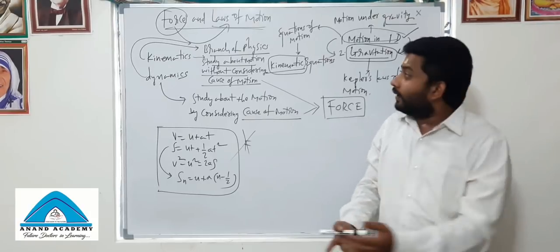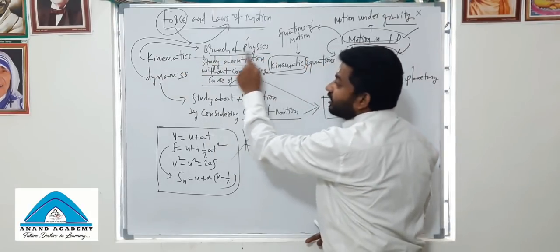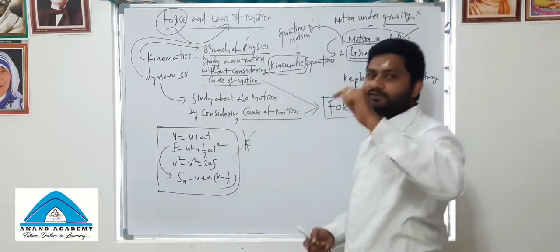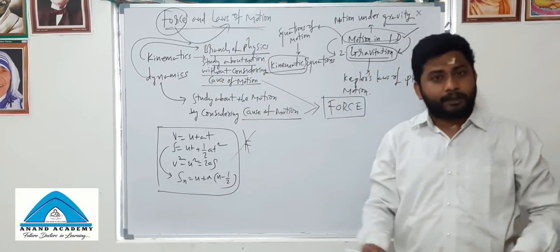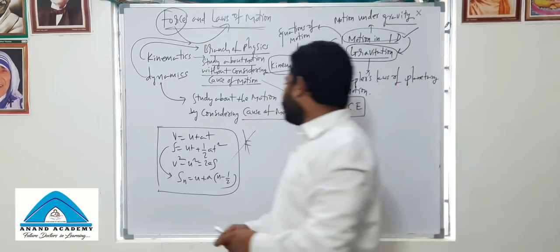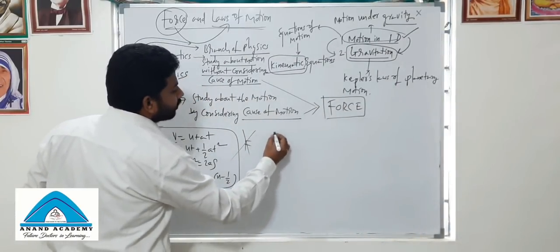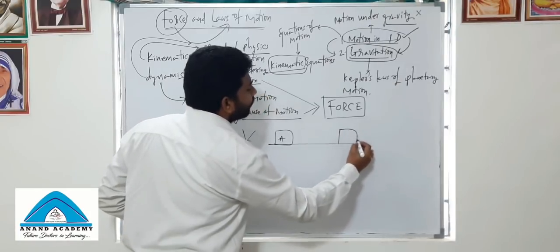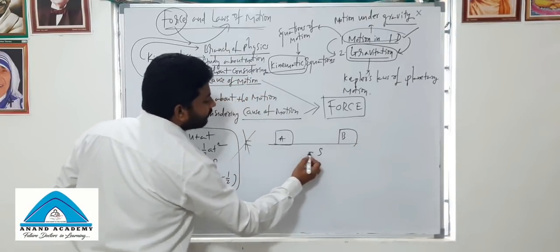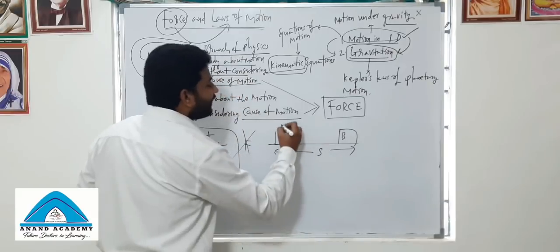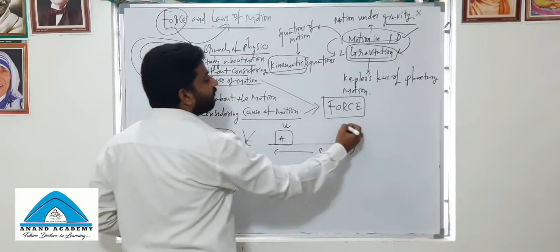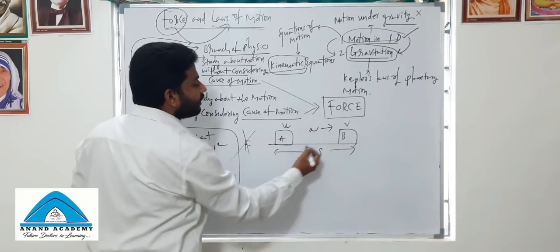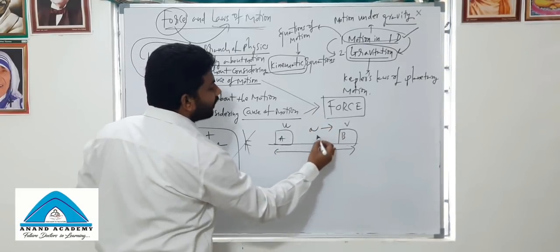So that's called kinematics, a branch of physics where we study about the motion without considering the cause of the motion. How have we studied about the body? There is an object which is starting from point A and reaches point B by covering some displacement with initial velocity U and final velocity V. With an acceleration it is moving and the time taken to move from here to here is T.